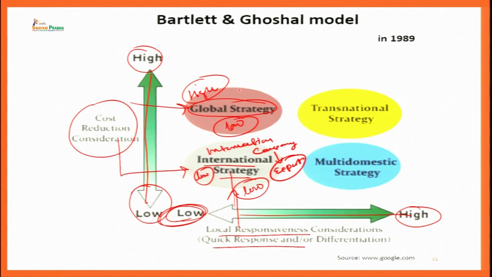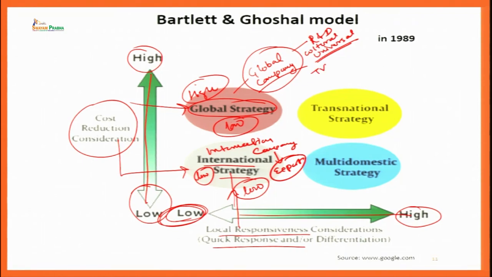Now, global strategies are usually adopted by global companies. Who are those global companies? These are companies who invest heavily in R&D to find universal products, universally acceptable, or we can say culturally universal products. Like television, like software, like computers, like your laptop, right? There are certain products which are universally acceptable, and medicines and the pharma sector are going to come under the global company.